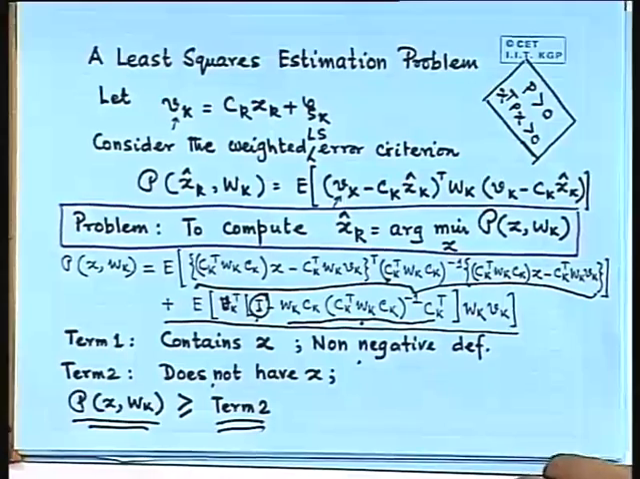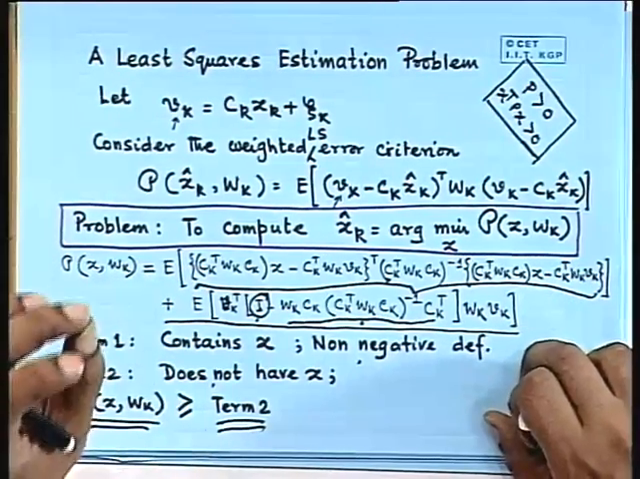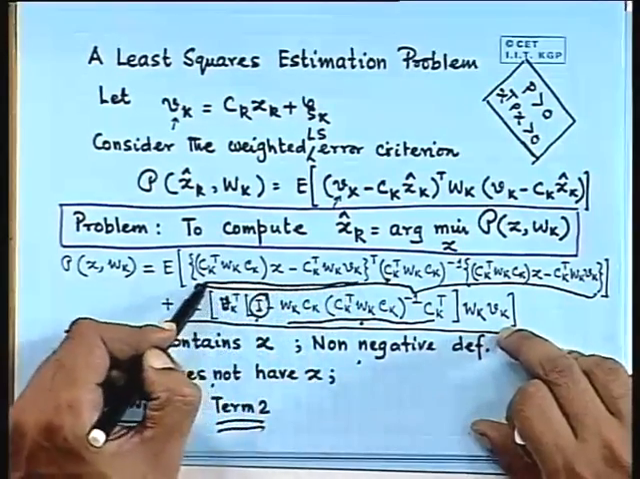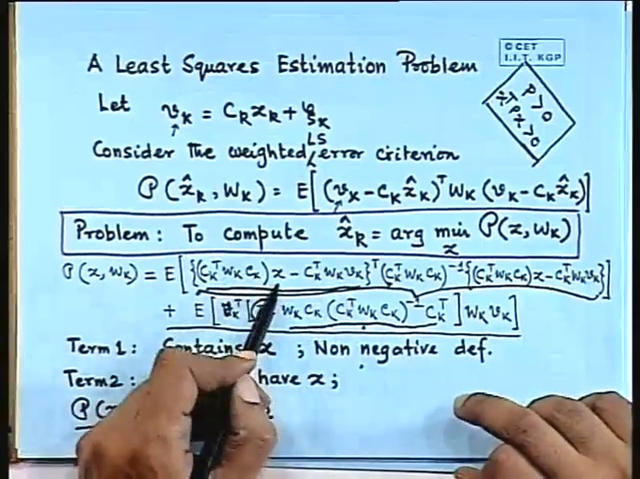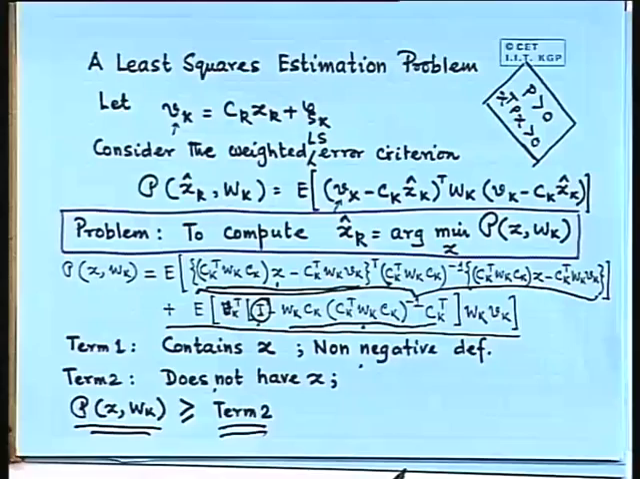Correct? Is it agreed or not? Nobody is following? Term 2 plus something. So when will it become minimum? The minimum it can become is when it is equal to term 2. When will that happen? When this is exactly 0. So that gives my solution of x. That gives the optimizing solution of x.